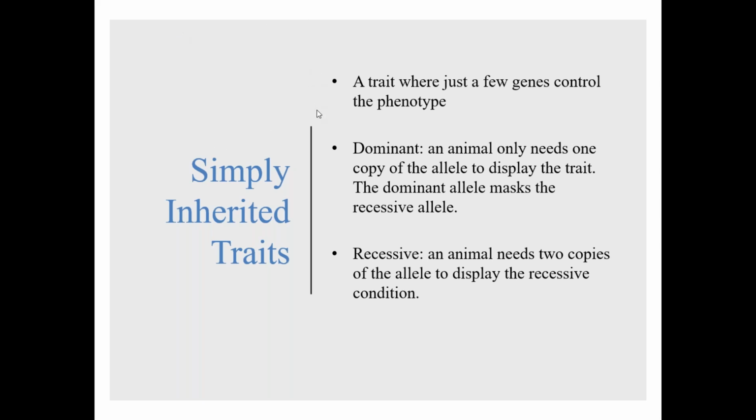So we won't spend a lot of time on this, but some traits that you'll work with are simply inherited traits, and just a few genes, 1 or 2 genes, are controlling the phenotype of those traits. Typically, there is a dominant version and a recessive version of the genes involved. In the dominant case, that animal only needs 1 copy of that allele in order to display the trait. The dominant allele will mask the recessive allele, or the recessive form of that gene. So with recessives, an animal needs 2 copies of the gene in order to display that condition.